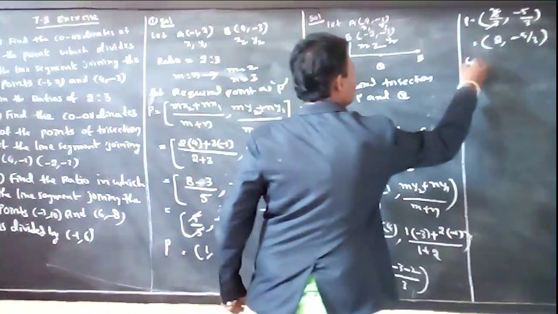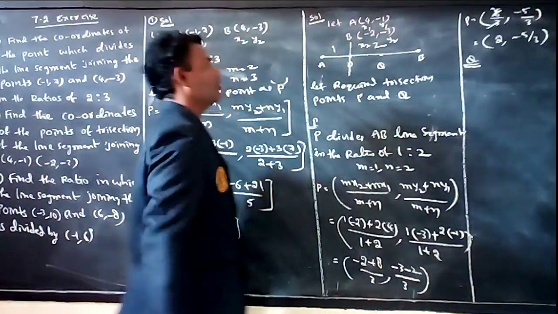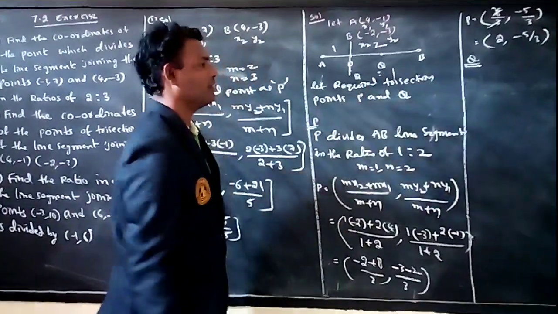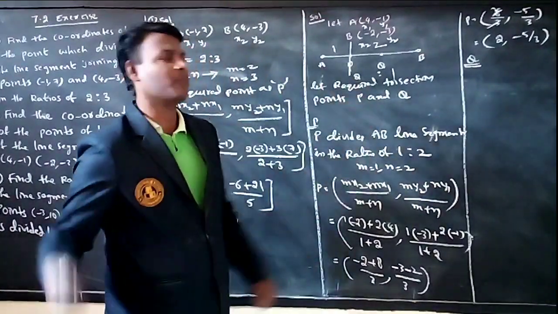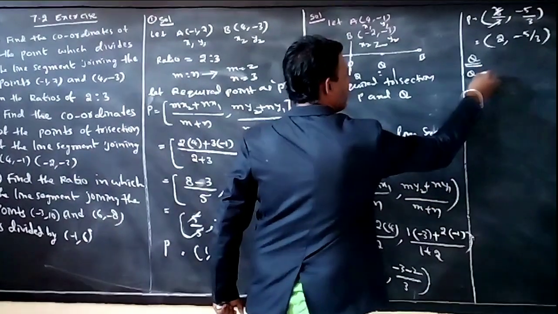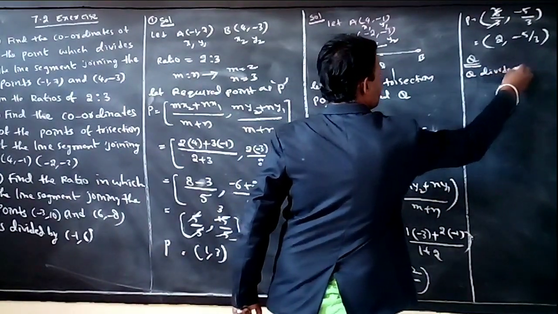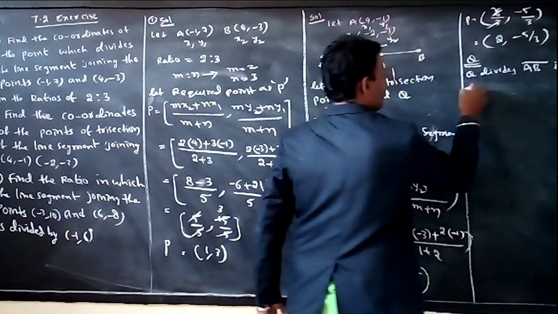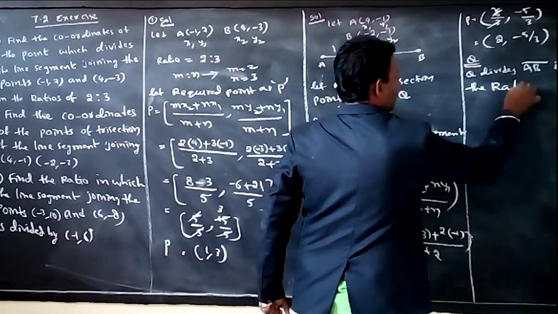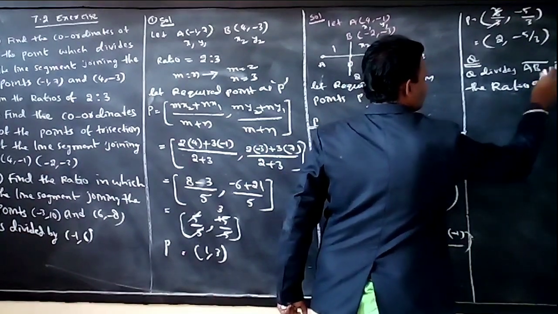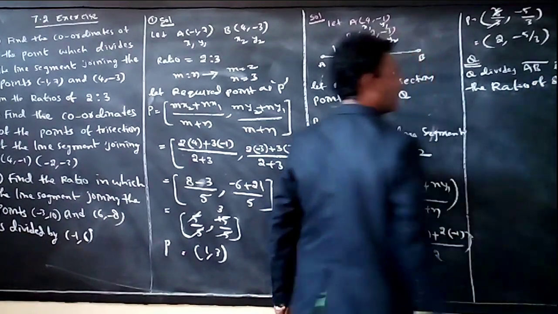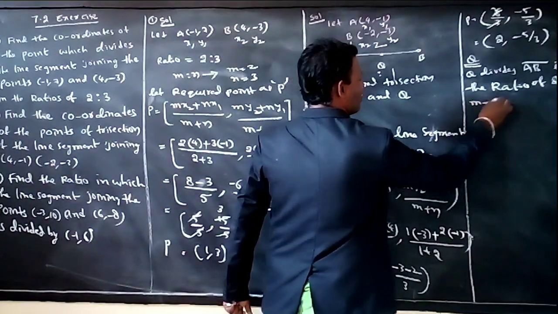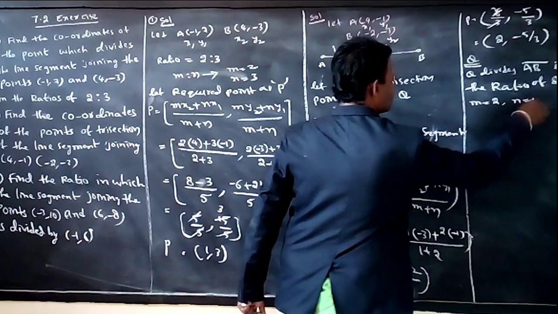Next to Q. I need Q. So according to Q, what is the ratio? 2:1. Left side 2 parts, right side 1 part. Q divides AB line segment in the ratio of 2:1. So here also the ratio m is equal to 2 and also n is equal to 1.